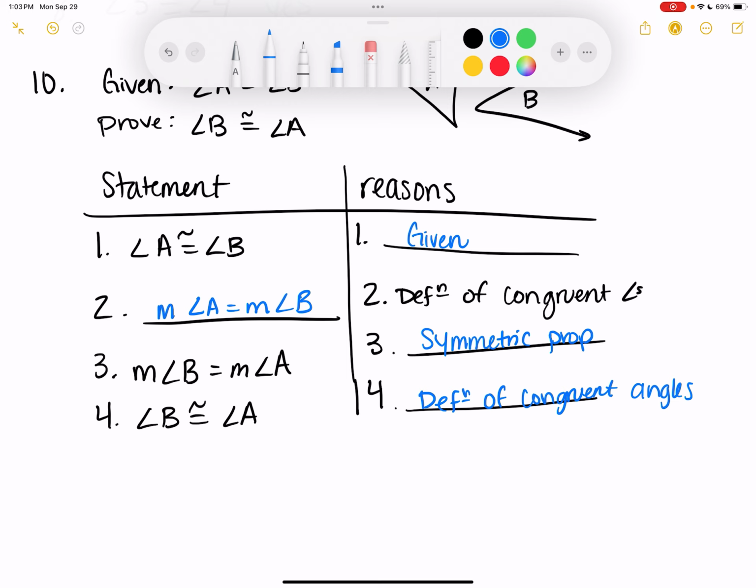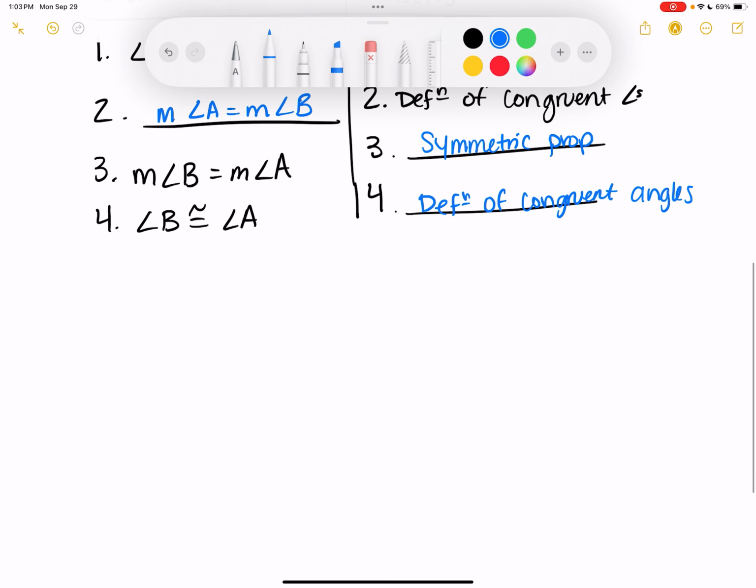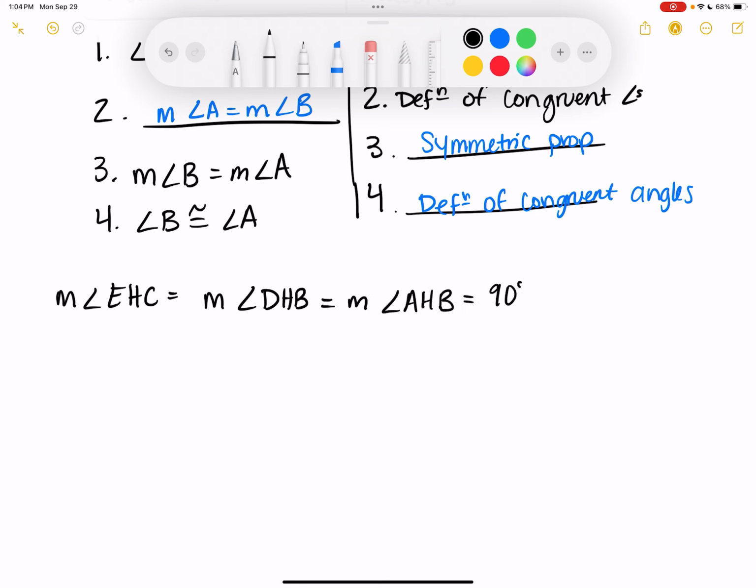Okay. The next one gives us kind of an interesting picture here. So I'm going to draw the picture over here on the side, and then we'll go through the statements. Or well, here, let me do this first. They tell us that the measure of angle EHC is equal to the measure of angle DHB is equal to the measure of angle AHB, and this is 90 degrees. So that tells me that all three of those angles are 90 degrees.